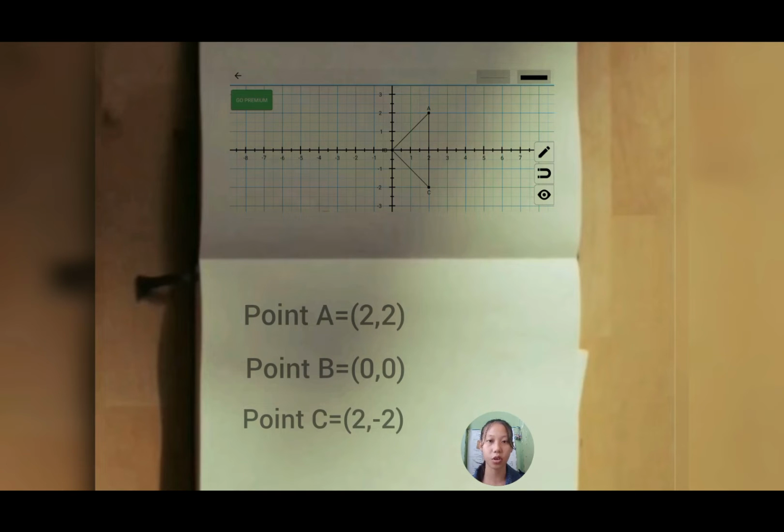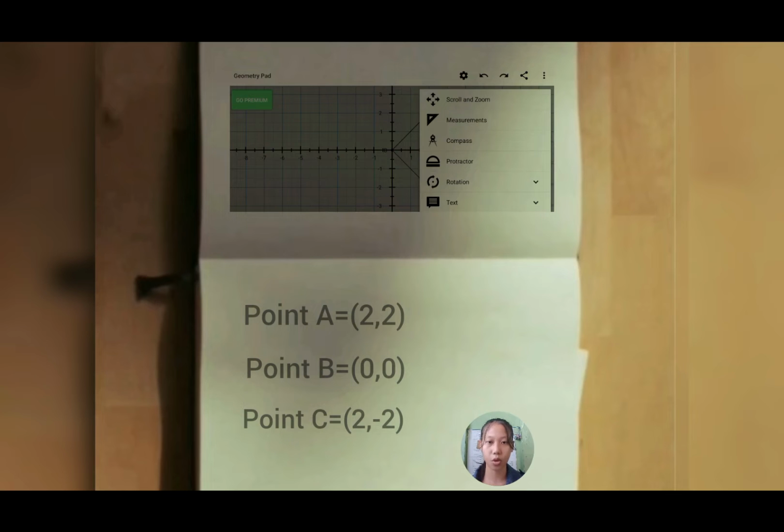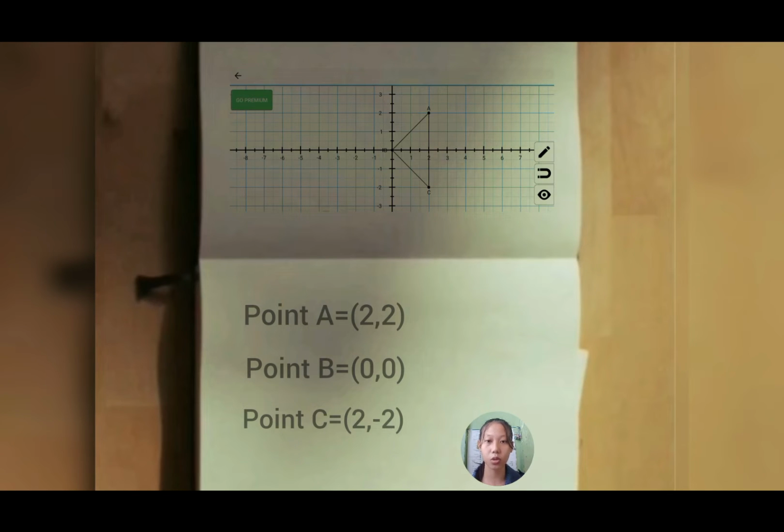So now we have to know the measurements. Here's the thing in this software. We just have to click the measurements tool and tap the points. Tap the points and there, we already have the measurements, including the type of the triangle.